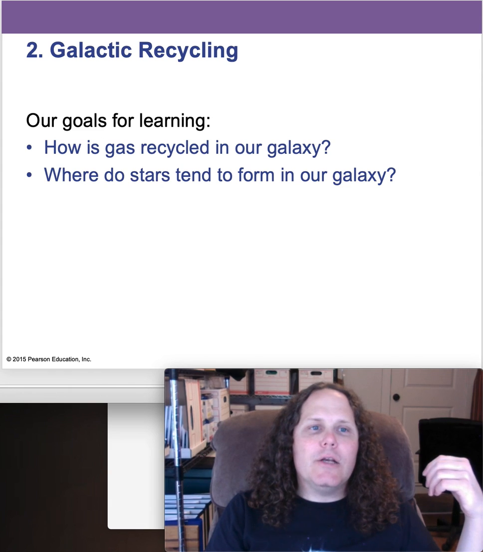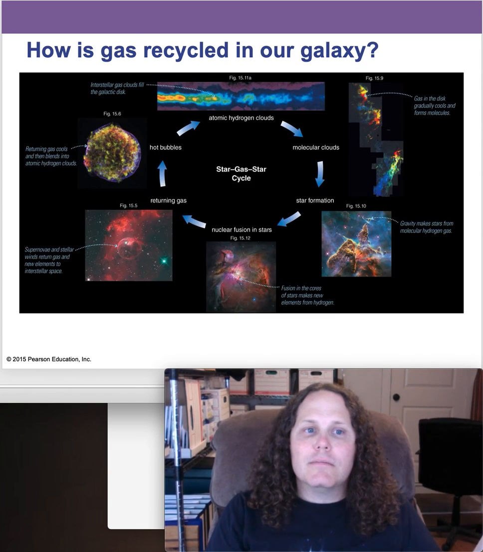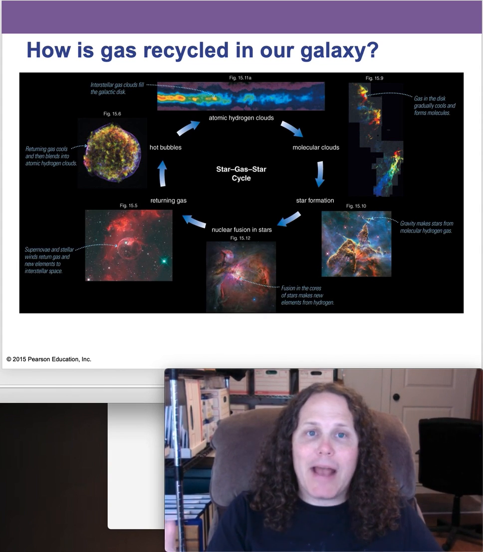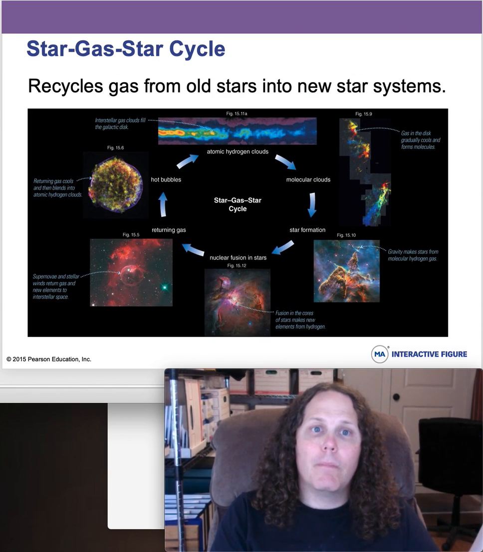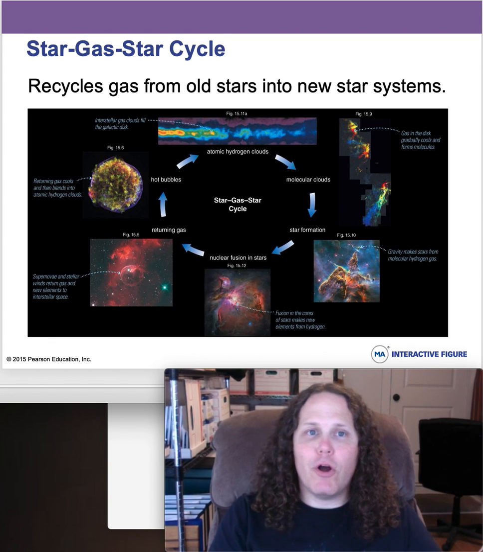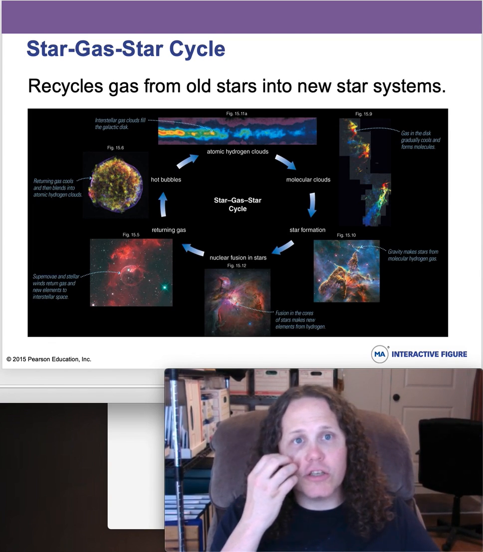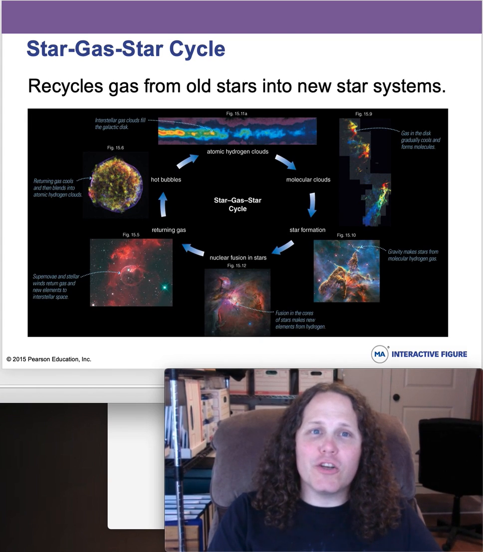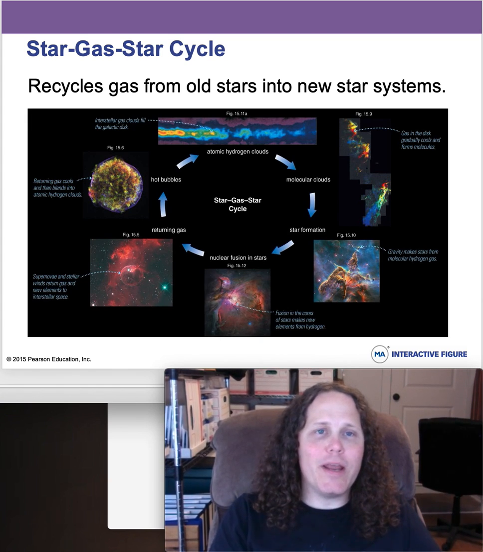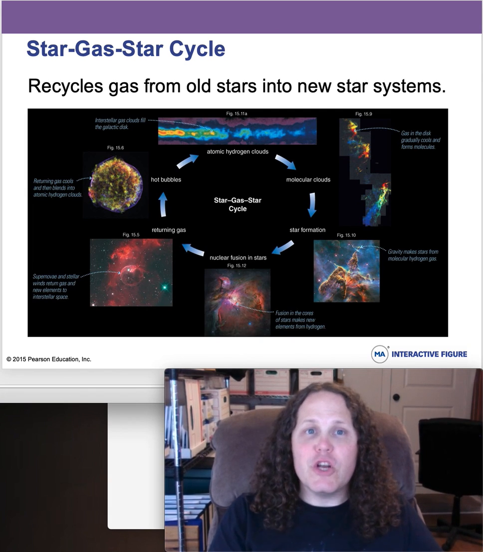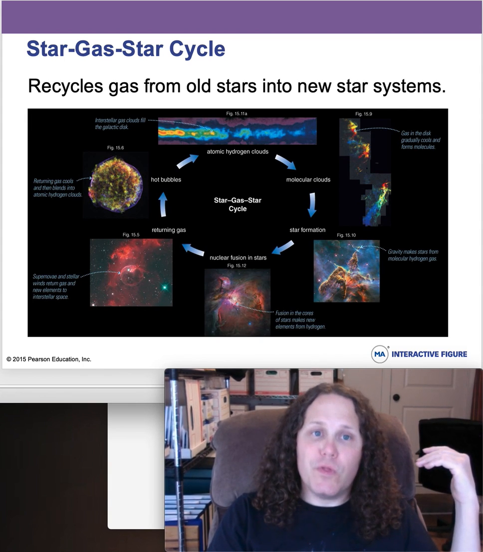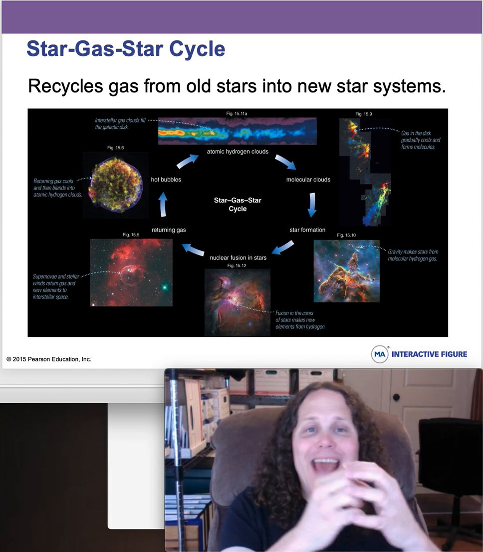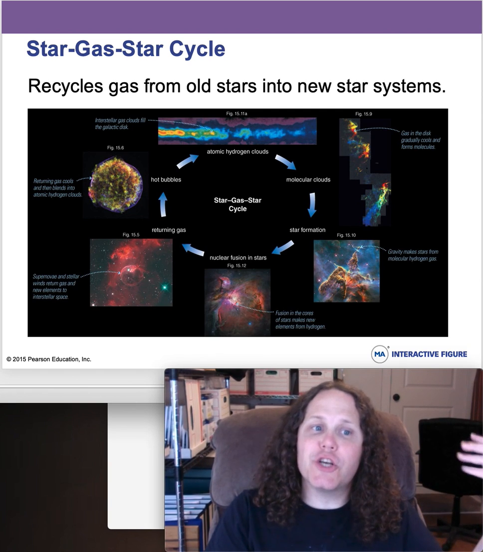And our galaxy recycles gas. Gas collapses into stars. The stars then expel that gas back into space through stellar wind, planetary nebulae, and supernovae. We call this recycling process the star-gas-star cycle. But the gas that comes out of stars doesn't have the same composition as the gas that went in. Recall that nuclear fusion builds heavier and heavier elements inside stars and during supernovae. So the gas the stars expel is enriched with heavy elements.